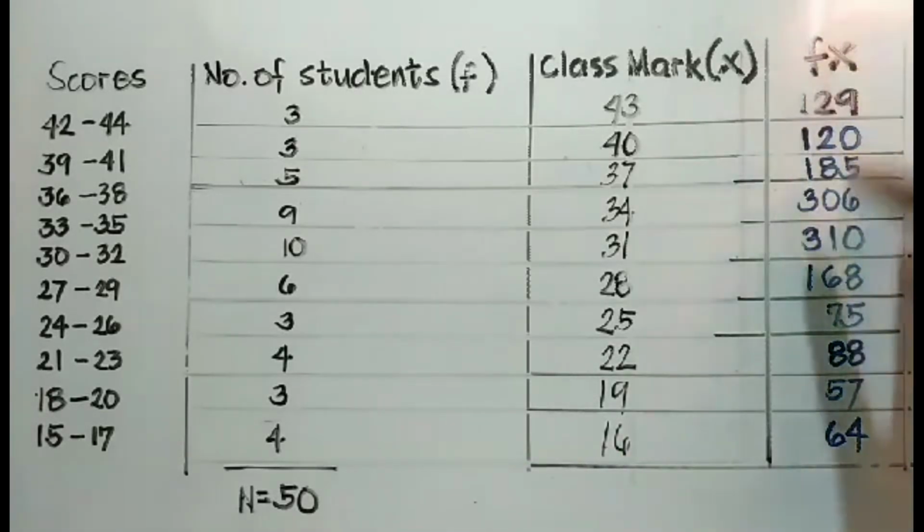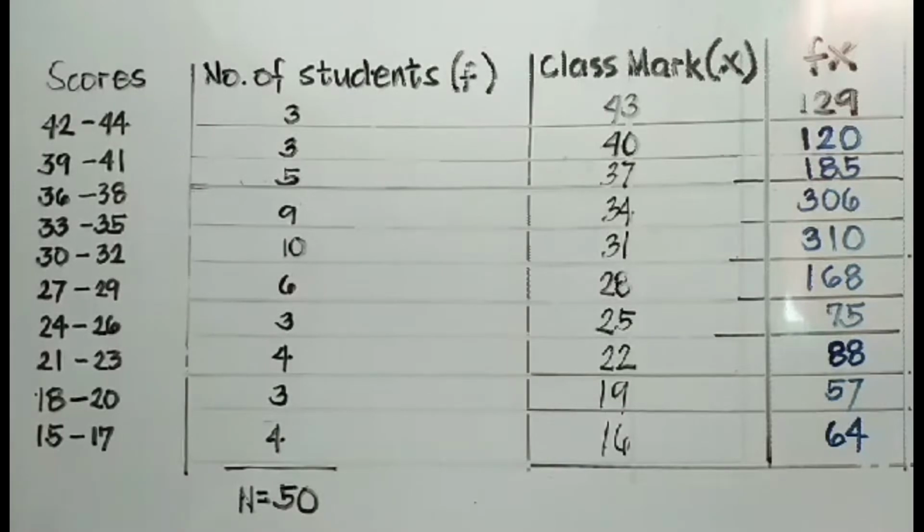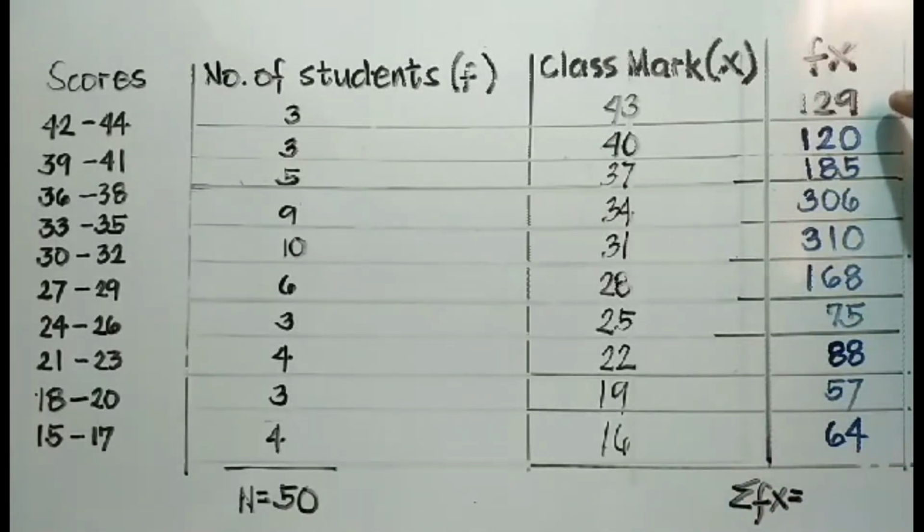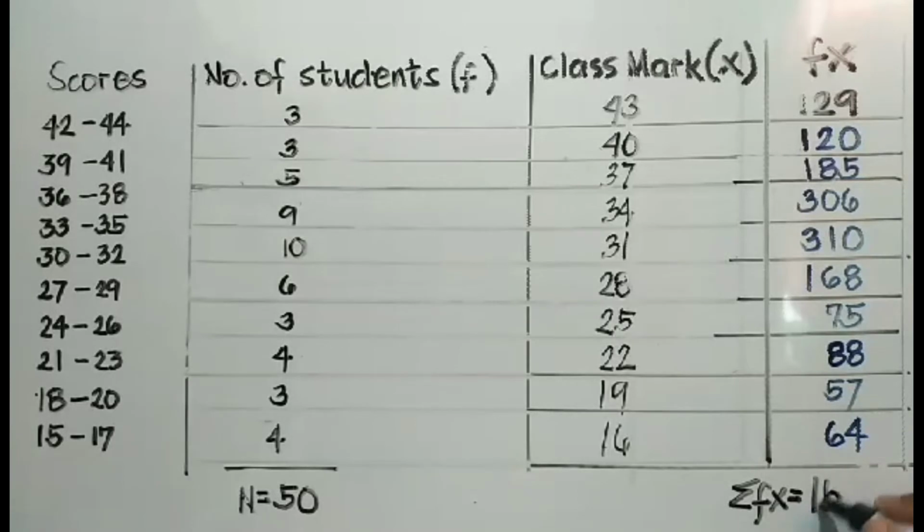Ngayon, dito sa column ng fx, isusulat natin sa baba yung summation of fx. Ano ibig sabihin nun? I-add natin ito. 129 plus 120 plus 185 plus 306 plus 310 plus 168 plus 75 plus 88 plus 57 plus 64. So, ang total niya ay 1,502. Ngayon, kompleto na.